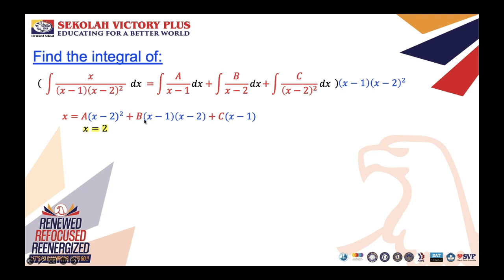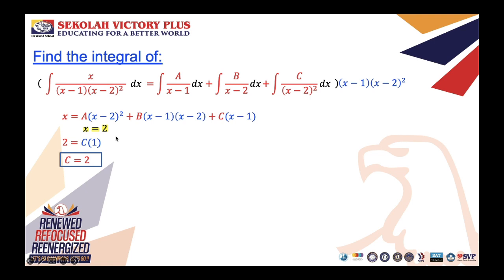Therefore, this will be 0, and the second will also be 0, because this has an x minus 2, leaving us with x and c times x minus 1. So we just substitute the 2 to the x and to this. That gives us 2 equal to c times 2 minus 1, which is 1. Therefore, c is equal to 2. Alright? Now, let's proceed at solving for the other variables.